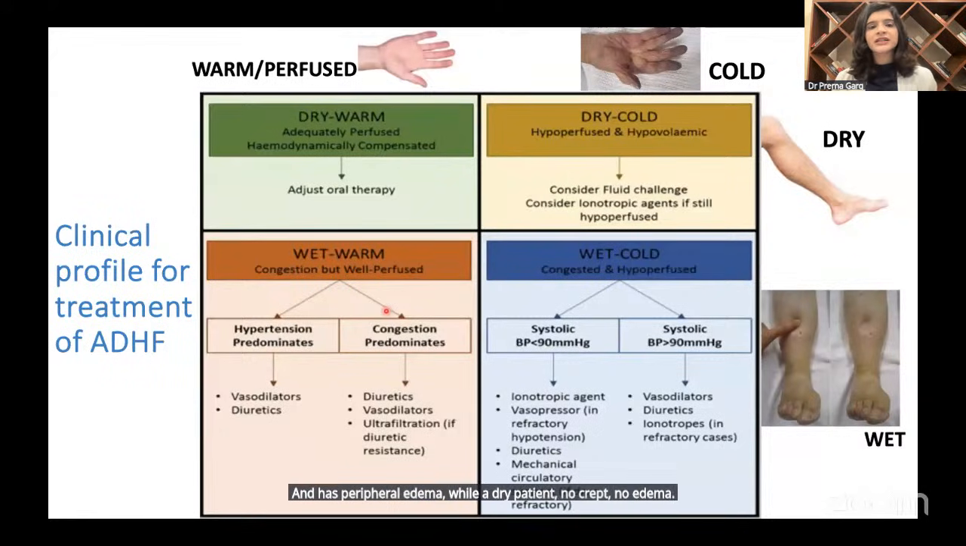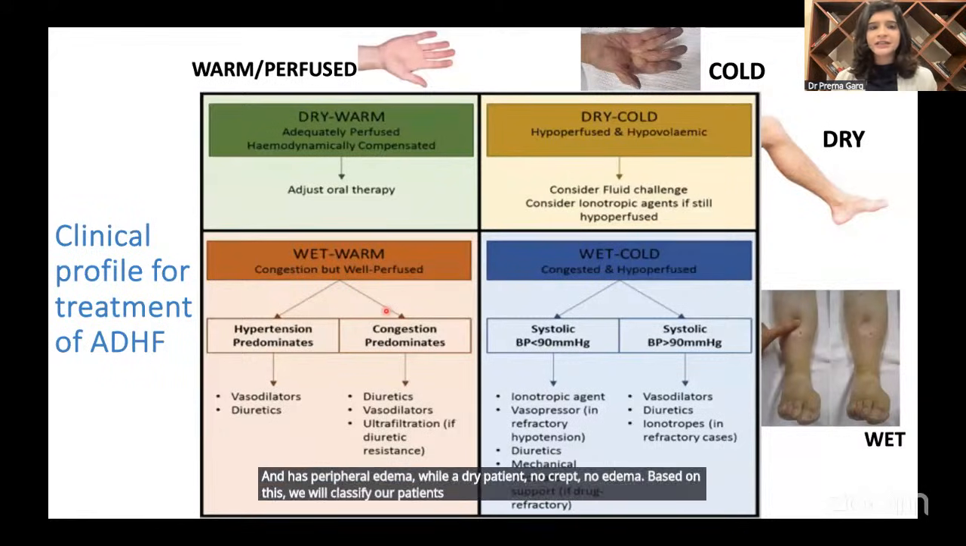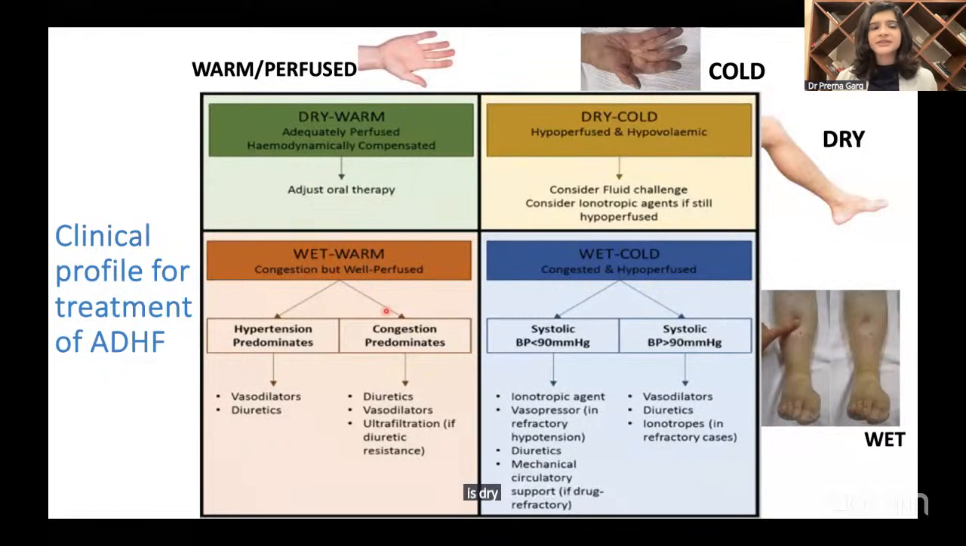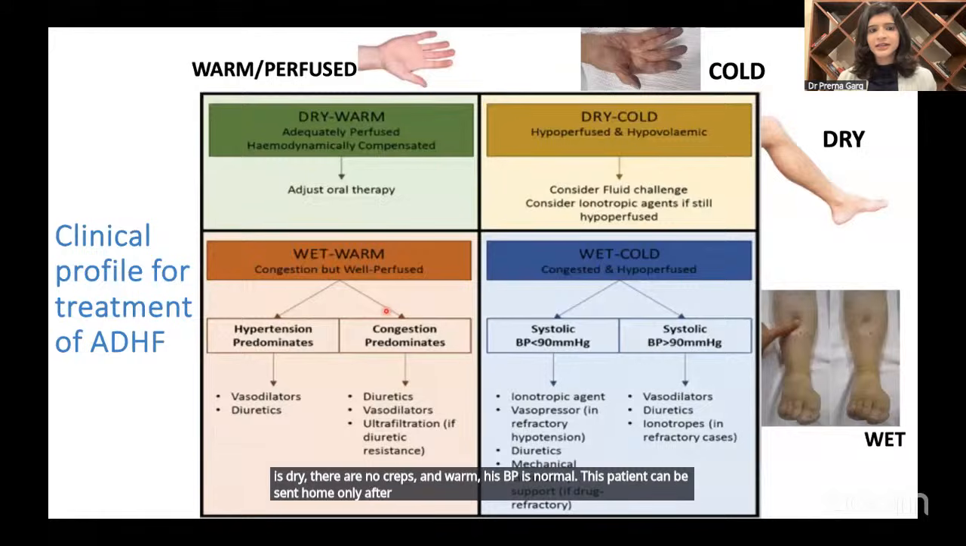Based on this, we will classify our patients into 4 types, and this is our entire management of acute heart failure. If a patient is dry and warm, his BP is normal, there are no creps. This patient can be sent home only after adjusting oral therapy. We can increase the dose of diuretics, we can optimize his medication, and advise follow-up on an OPD basis.